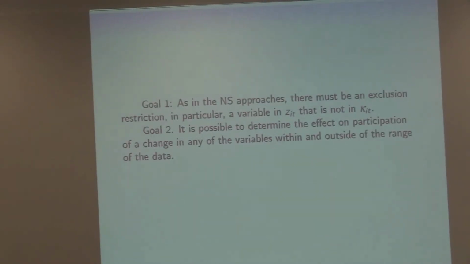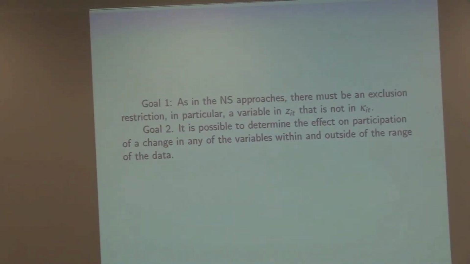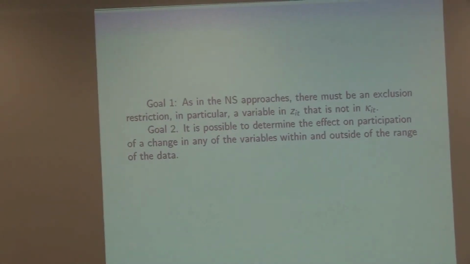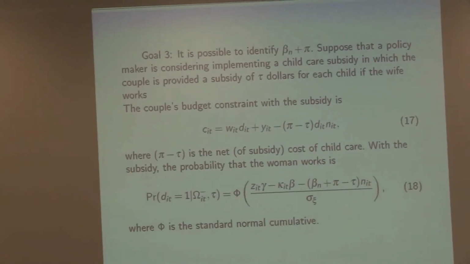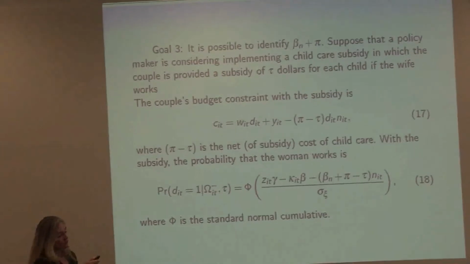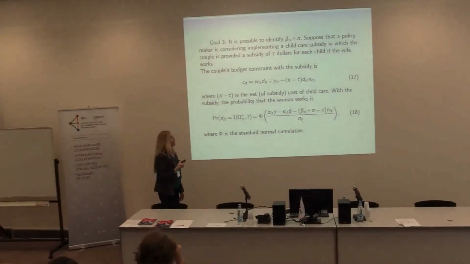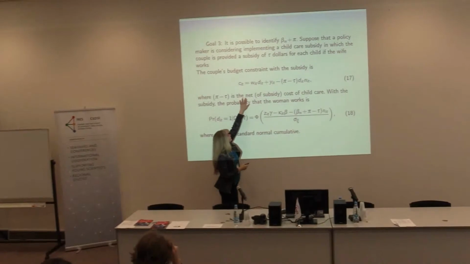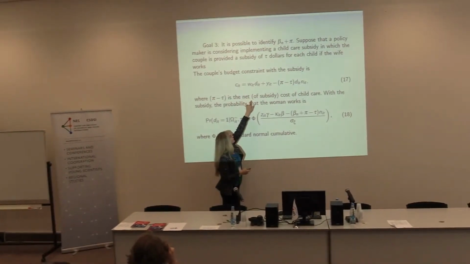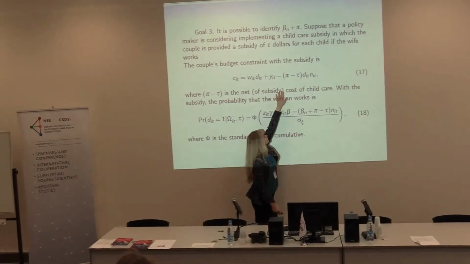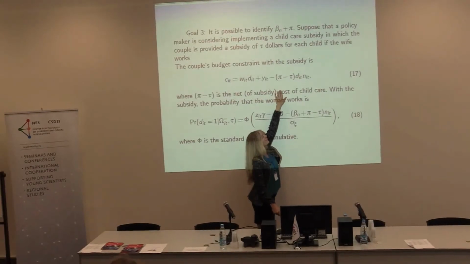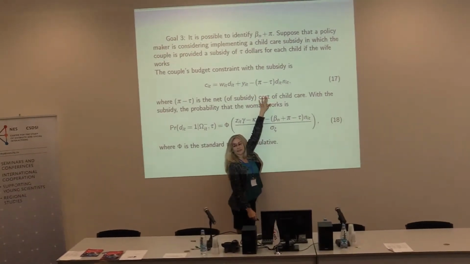Okay, so now the first 2 goals you could pretty easily do by varying Z. The 3rd goal was the hardest one, where we changed the subsidy amount. So here's how I can use this model to do the subsidy. If I introduce a subsidy, that changes the budget constraint, right? Now, if the wife works, she gets W, but instead of paying pi, she now pays pi minus tau, where tau is the subsidy.